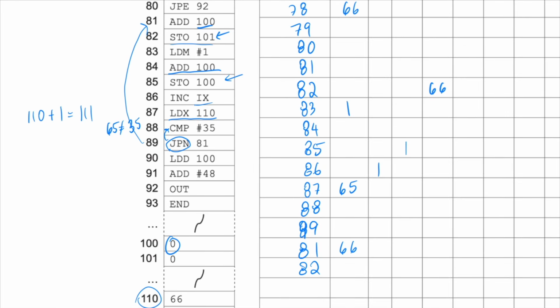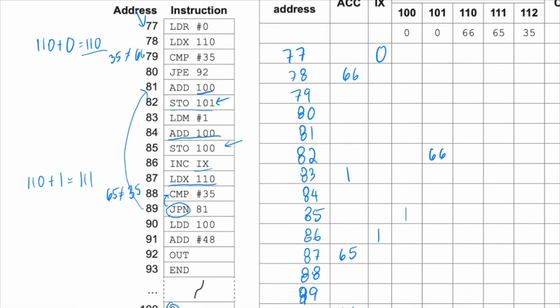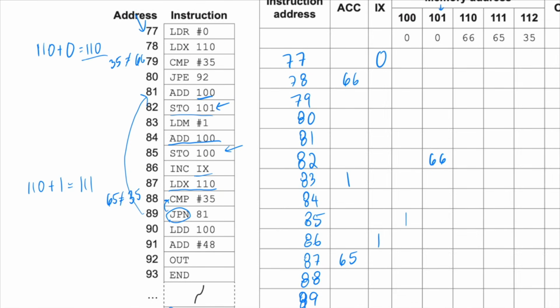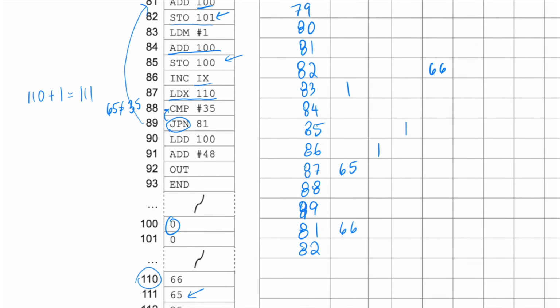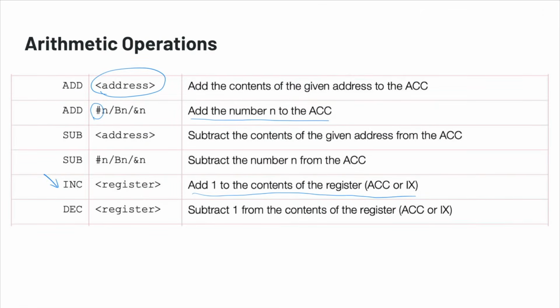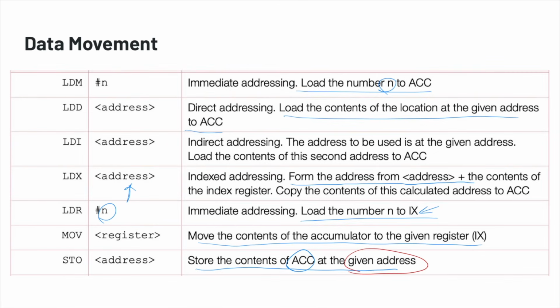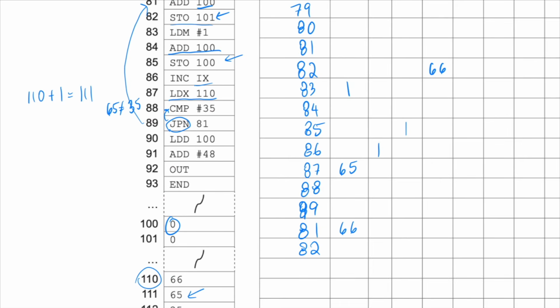So STO 101 means we would take whatever's in the accumulator and store it at location 101. But we've already got 66, so there's really no change there. And then moving on, we're going to load 1. LDM 1 is just load 1 into the ACC. So that means we're going to go back to 1 being in the ACC right here.